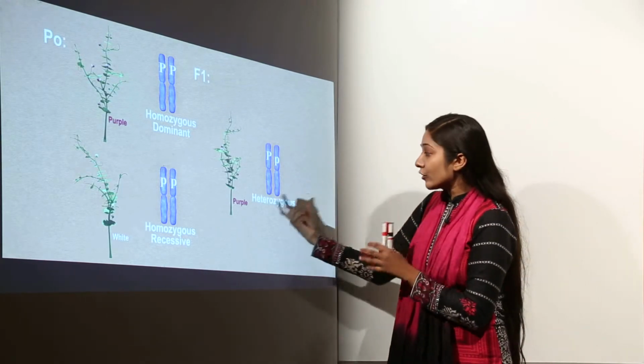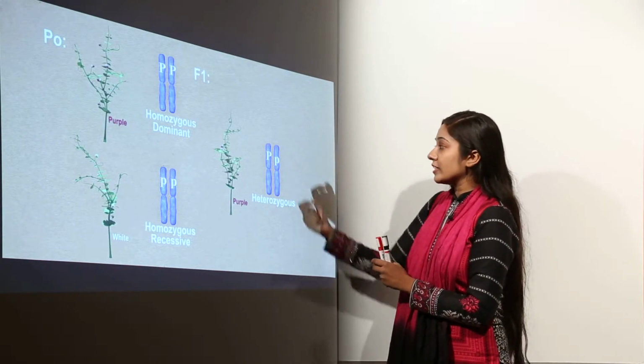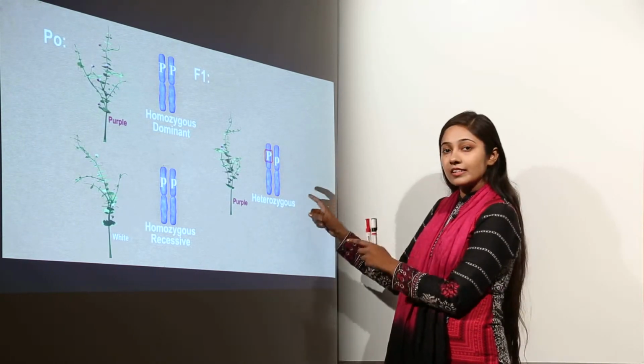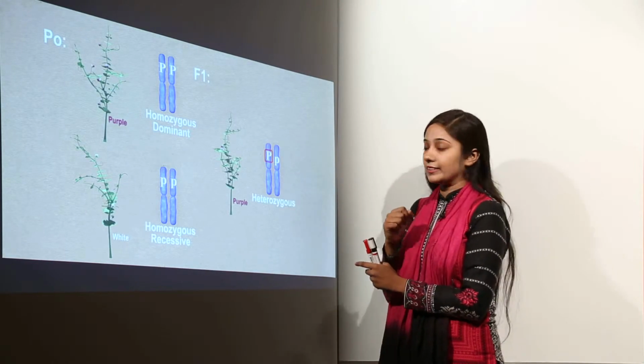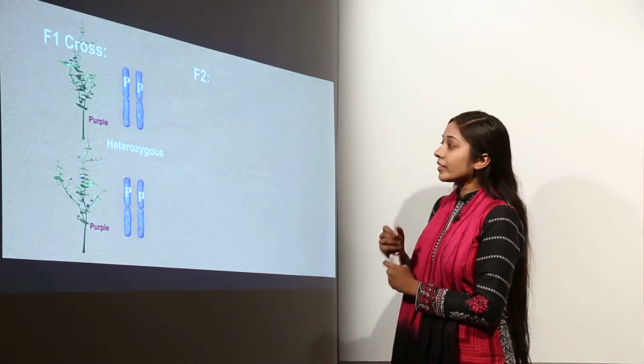So it is heterozygous. Why? Because it has two different genes. One is dominant and the other is recessive. So it becomes heterozygous. Next we talk about the second filial generation, what happens?